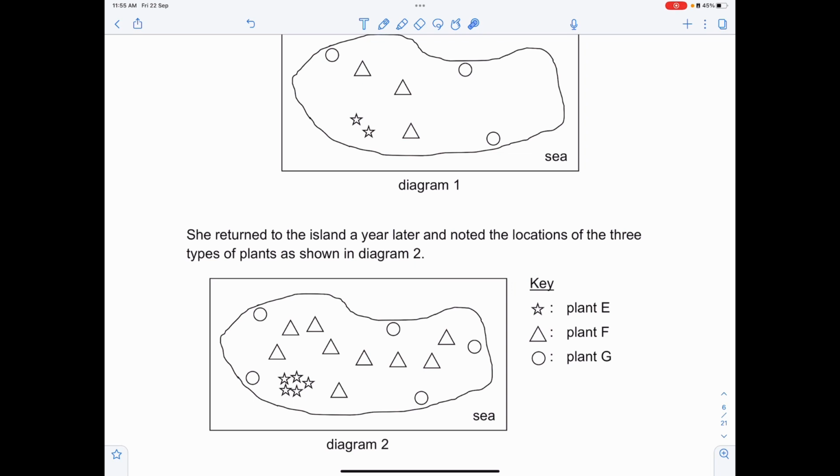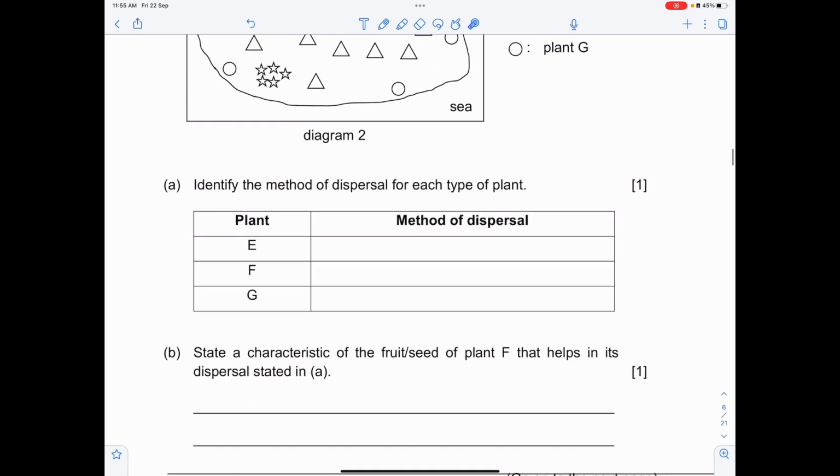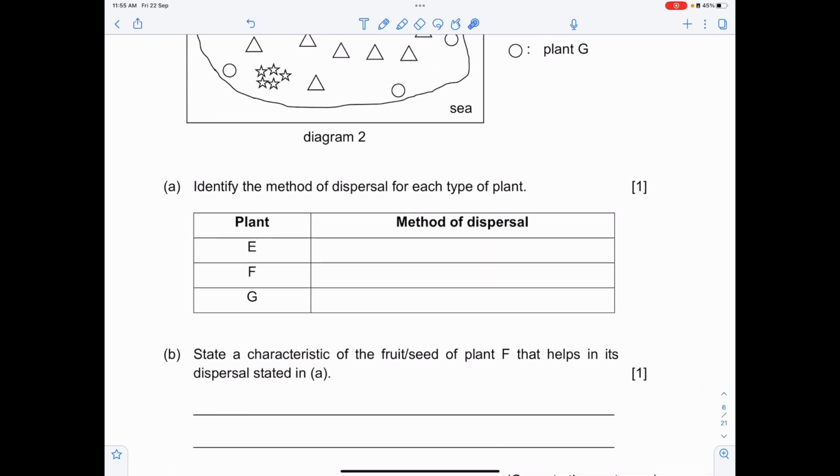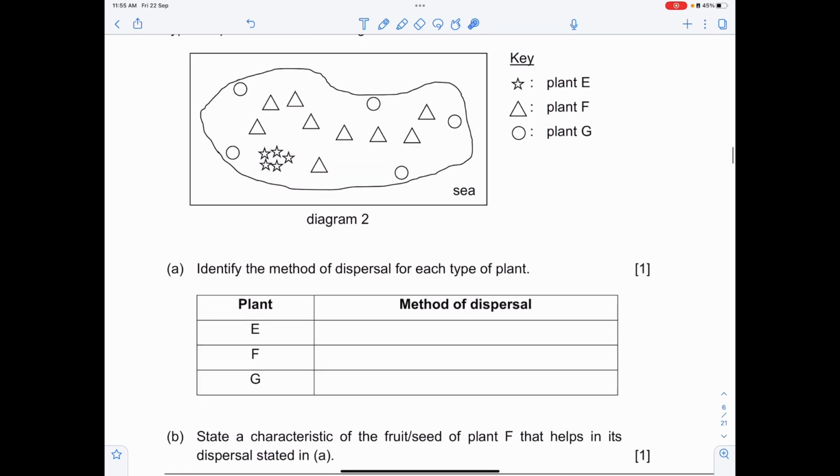With that, I can then continue to read. Not absolute yet, but in my mind, this is what should be formulating. Moving on. There you go. See, I don't even need to read the question. Identify the method of dispersal. And voila, you are done. So E would be splitting or explosive. Explosive, not explosion. Okay, and then after that, F is animal.